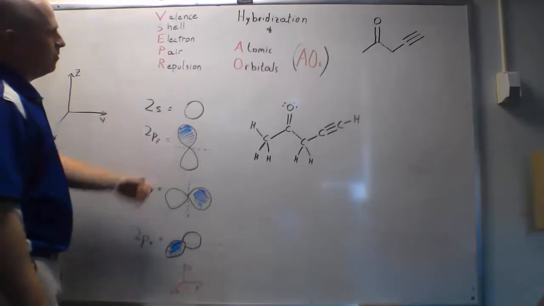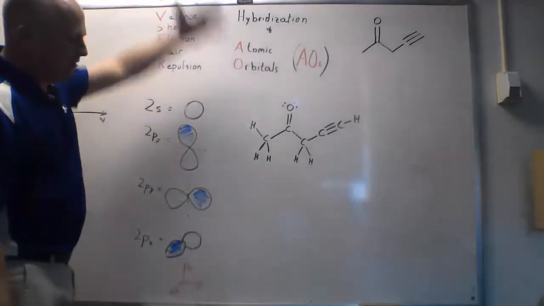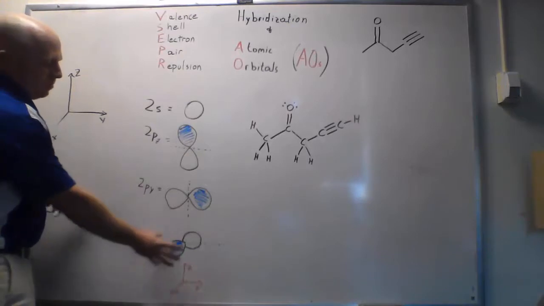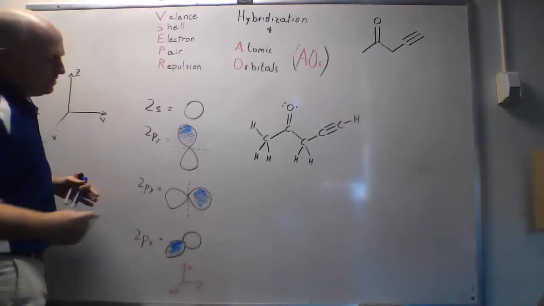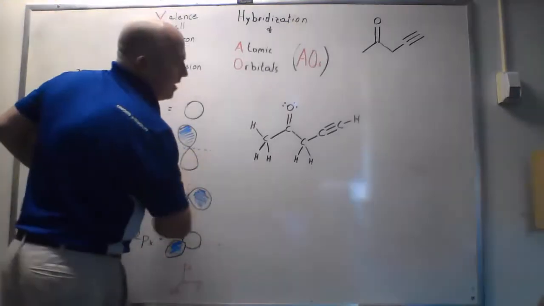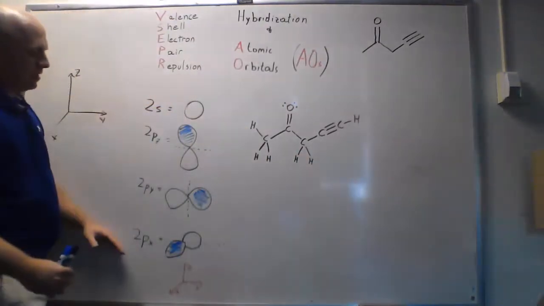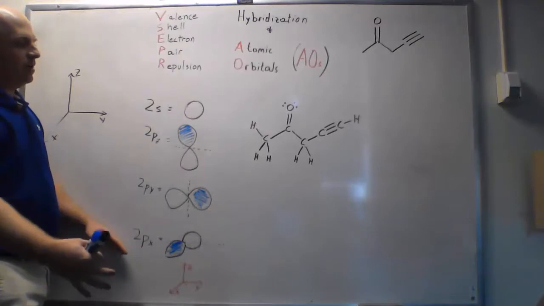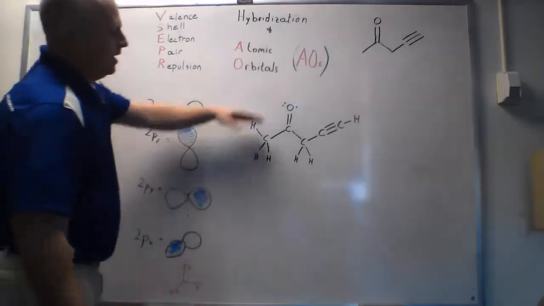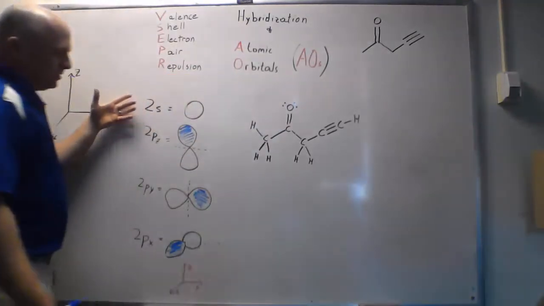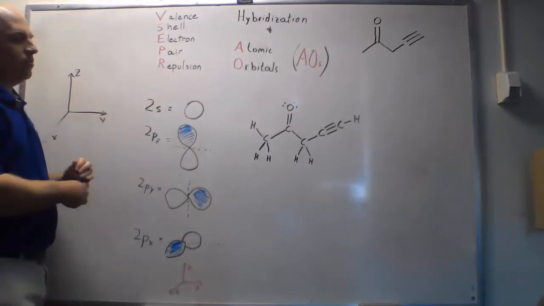So the pz orbital is going to be vertical. The px orbital comes out towards you and back into the board, and then the py orbital exists in the plane of the board. Any carbon atom will use these orbitals, but any other member of the second row of the periodic table, like an oxygen or a nitrogen, would also use the same orbitals to make bonds.